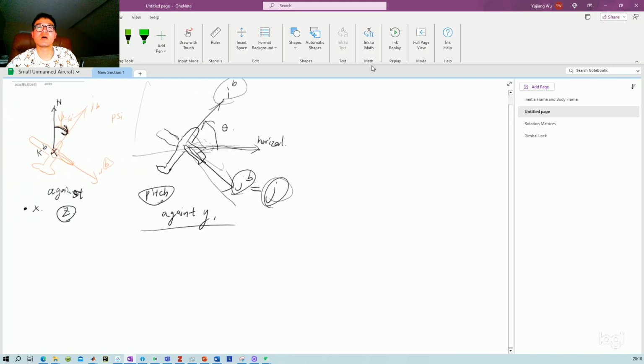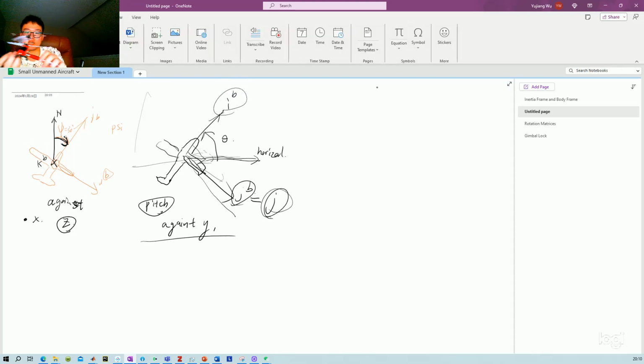And then we also need to describe the roll angle of the plane, which is if it has a right wing and left wing, and it rotates in this direction, in this case the right wing will be higher than the left.